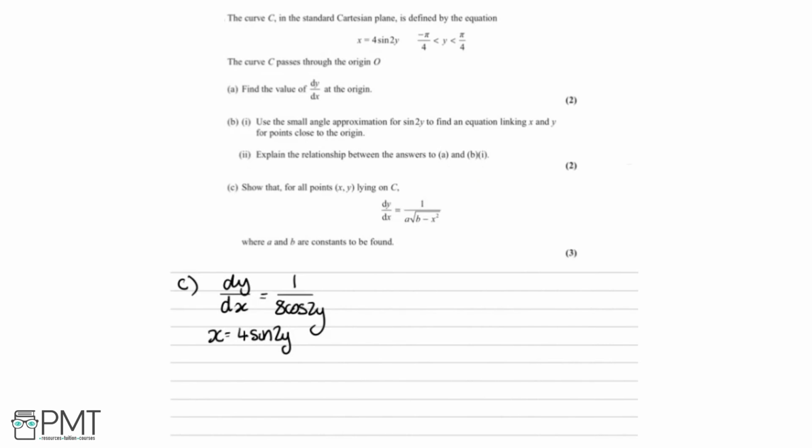Lastly, we're going to take a look at part C. So we need to show that for all points x, y lying on C, dy by dx equals 1 over a multiplied by the square root of b minus x squared, where a and b are constants to be found. And this is for 3 marks.